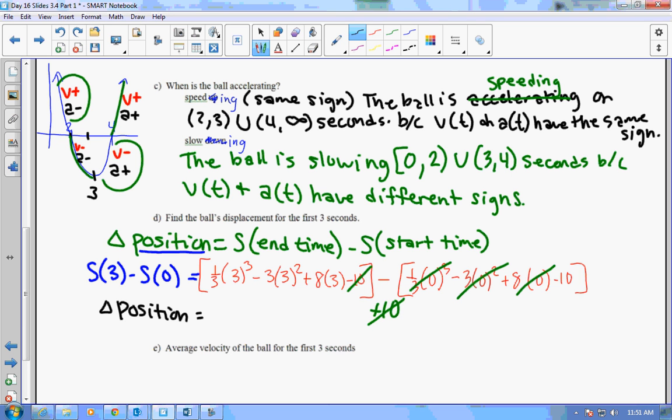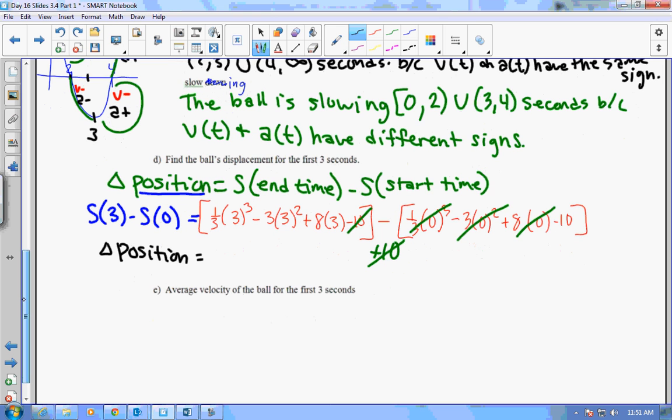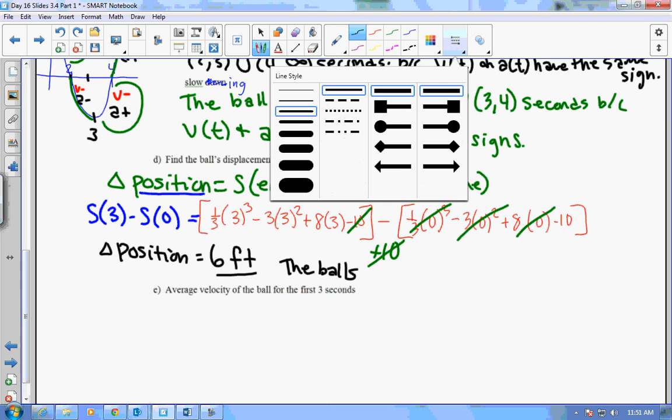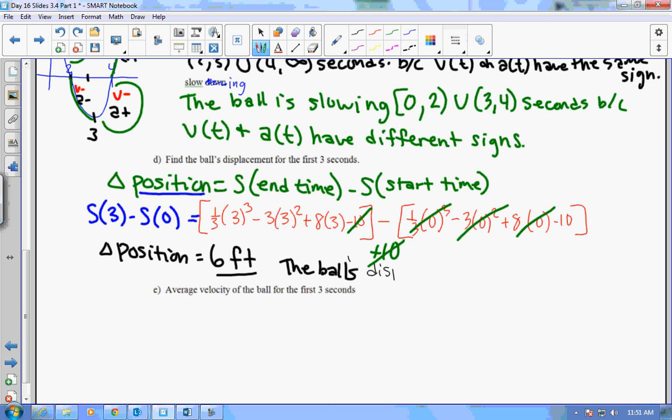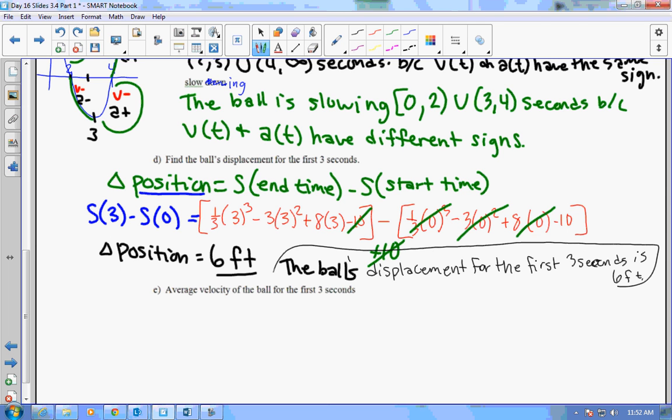Okay, what are you getting? Good. I appreciate so much the units, not just 6, it's 6 feet. So we would say the ball's displacement for the first 3 seconds is 6 feet. Okay.